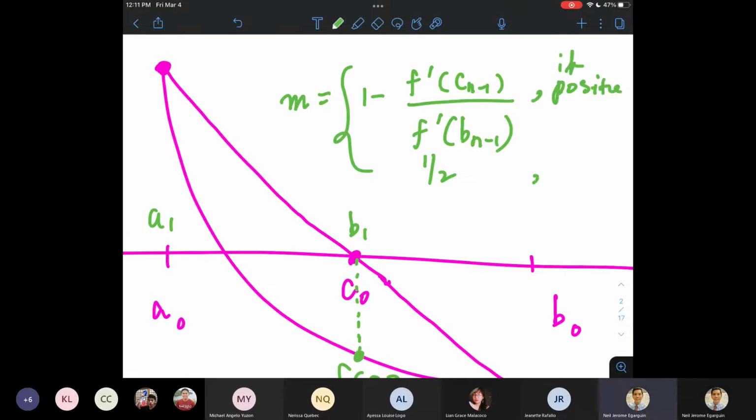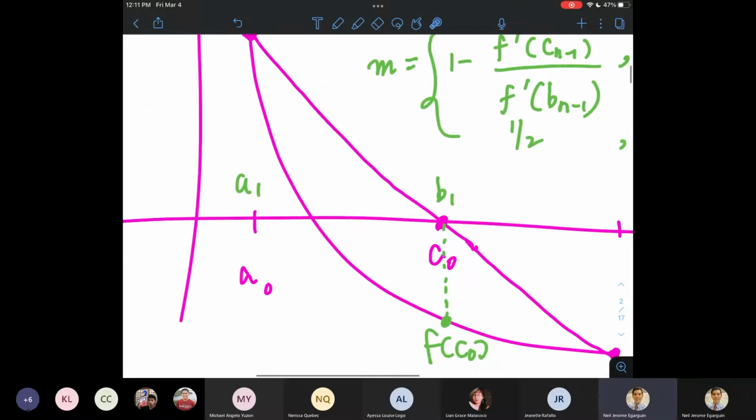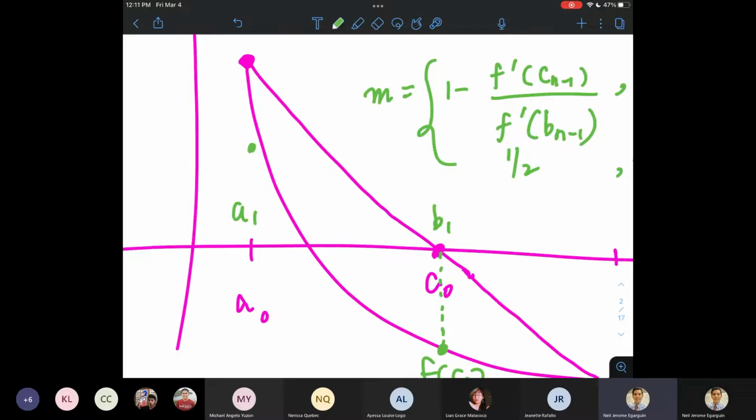Tapos ito ay if otherwise. Tama ba guys? Ito yung formula nung sa m. Please correct me if I'm wrong. Alright. So, ibig sabihin, ito yung mamumultiply. So, mamumultiply siya ng m times f of a sub 1. Tapos, ito yung i-connect natin. Okay? So, this would be our c sub 1 for the Anderson-Bjork algorithm.